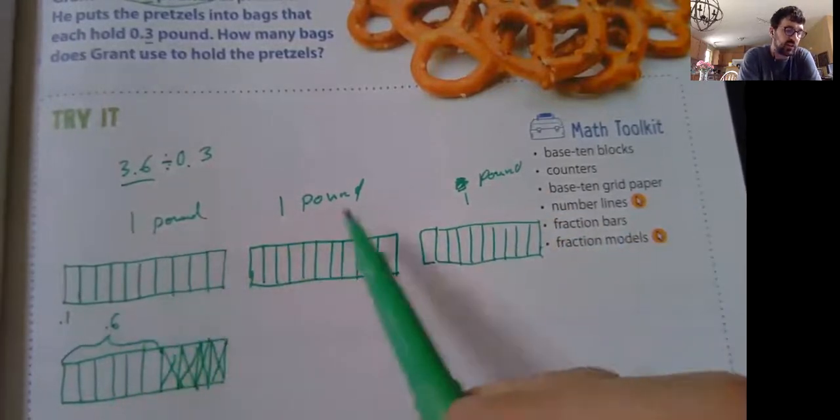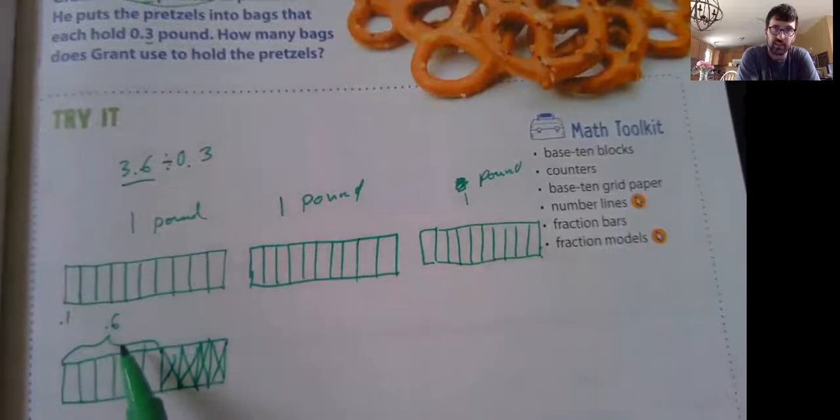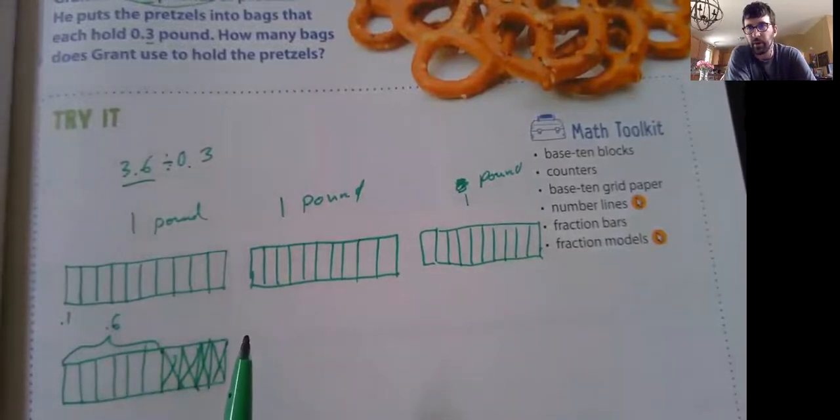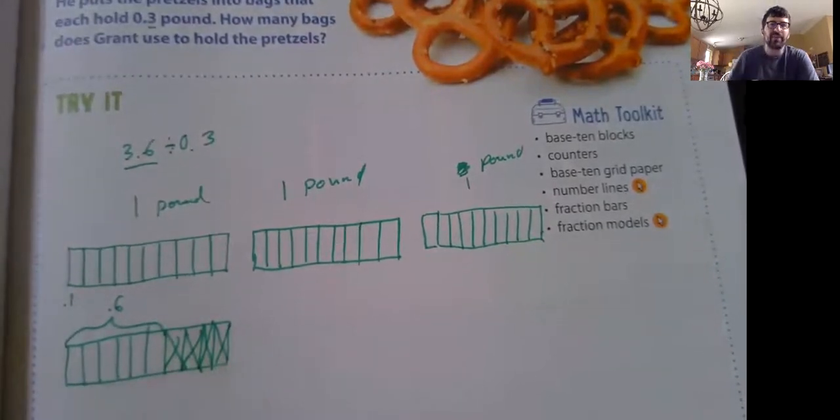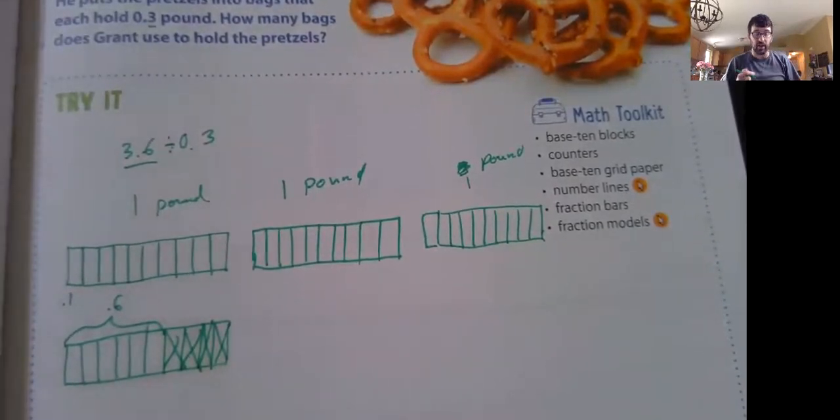So that's 1, 2, 3 pounds and 6/10 pound, right? So 3.6 pounds. That's what we have right here. Now I'm going to divide these into groups of 3/10. I'm using some different colors here so you can hopefully see them a little bit clearer.